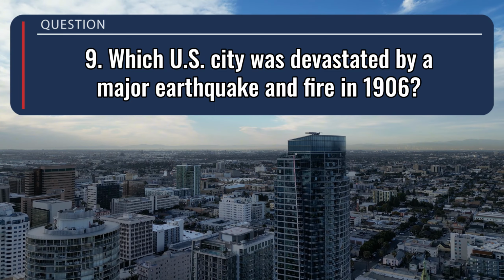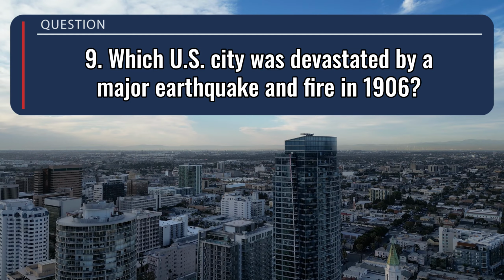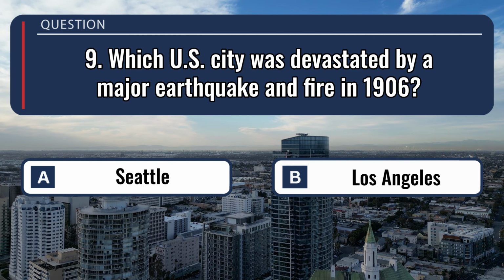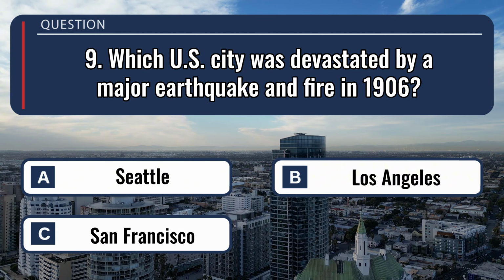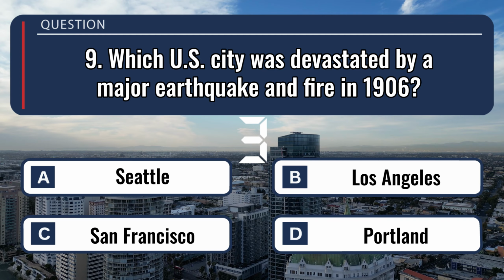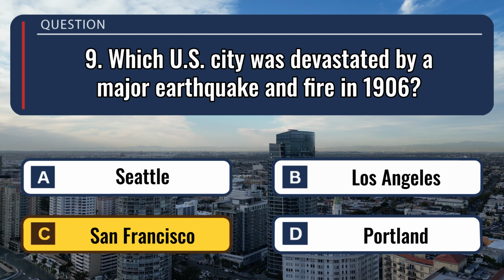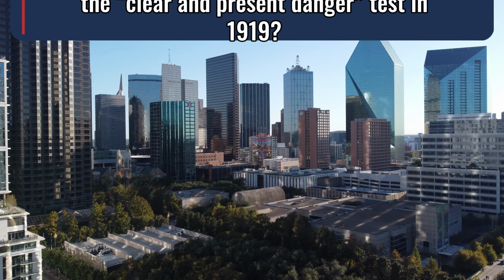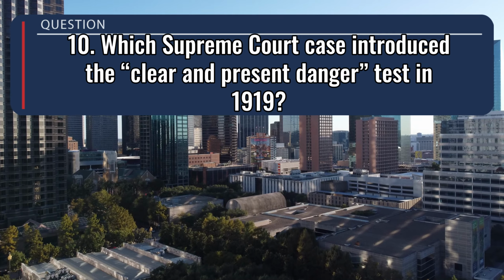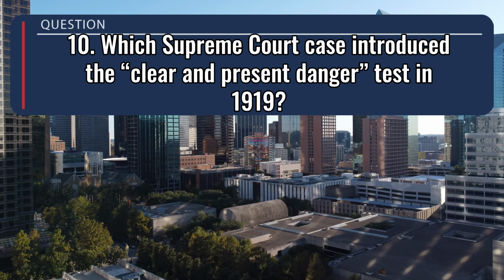Question 9. Which U.S. city was devastated by a major earthquake and fire in 1906? A. Seattle. B. Los Angeles. C. San Francisco. D. Portland. The correct answer is C. San Francisco.